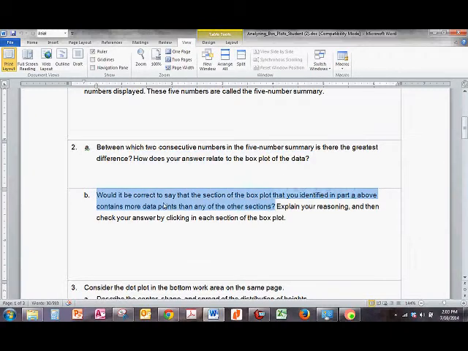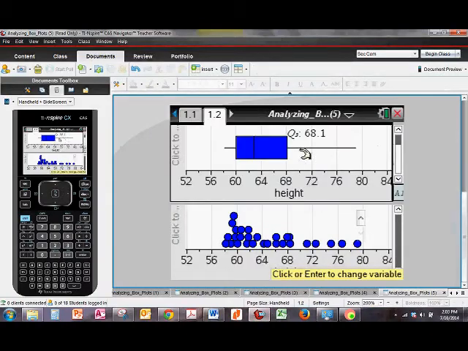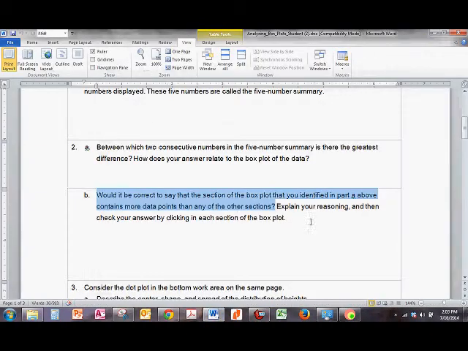Would it be correct to say that the section of the box plot that you identified in part A above contains more data points than any of the other sections? Would it be correct to say that the section that we're describing, so this section right here, contains more data points? Well, for that we're going to have to look down here.